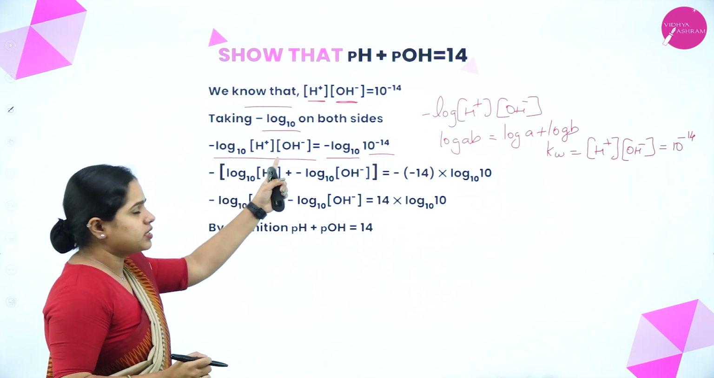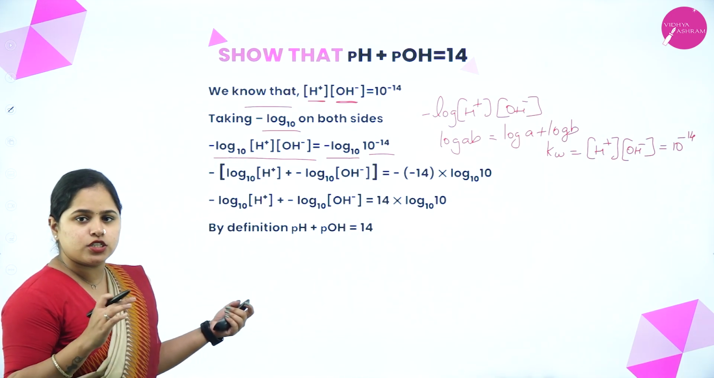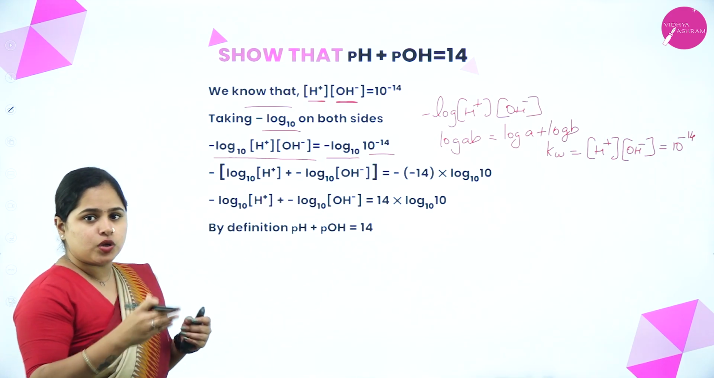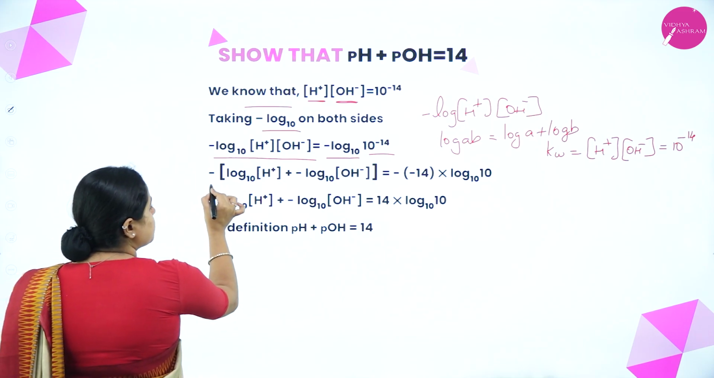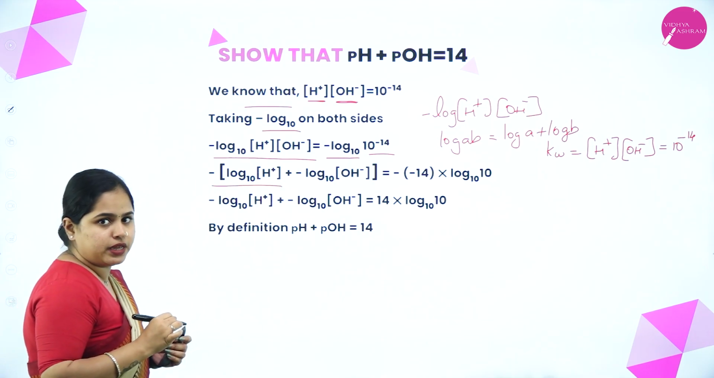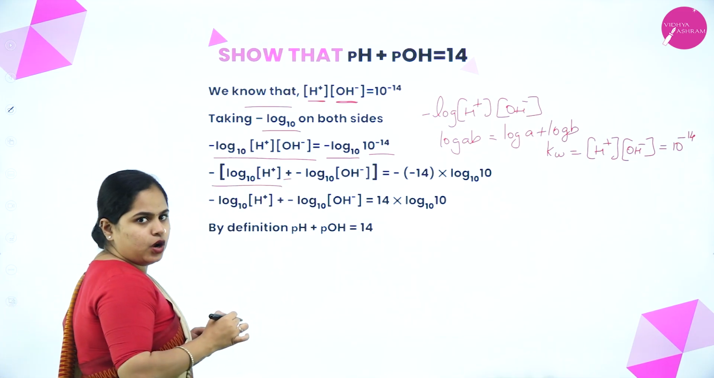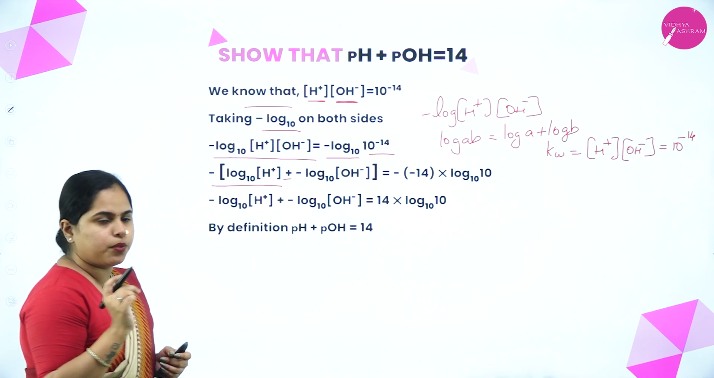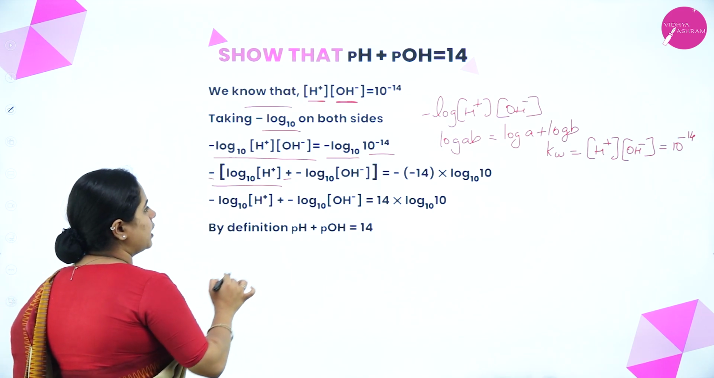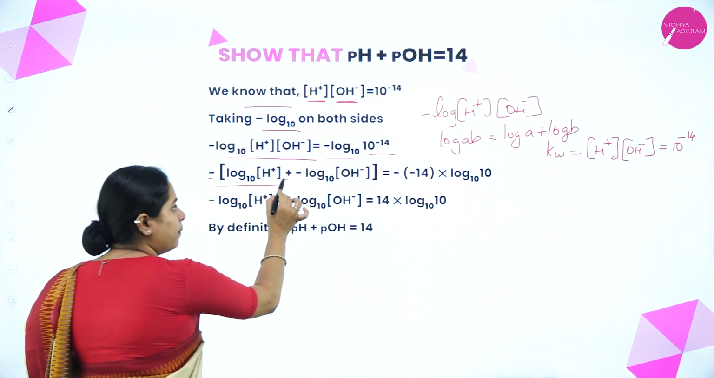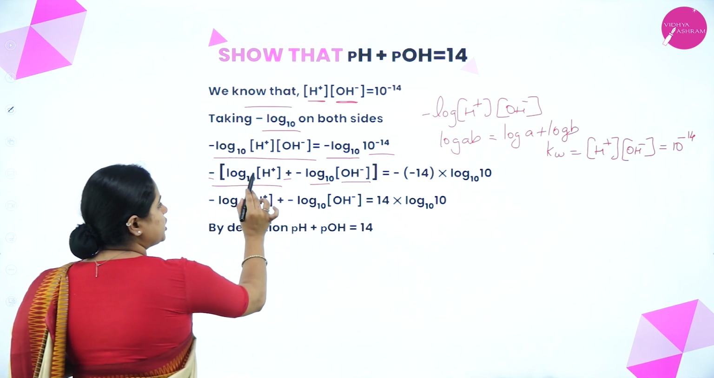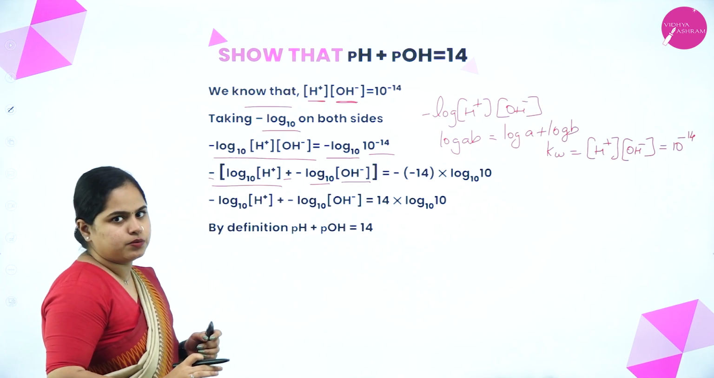So as I told you, this is in the form of log AB, that is log A into B, which is equal to log A plus log B. So I am going to split and write now. So it is minus log base 10 H plus, right? What did I multiply here? It is minus log. So that minus sign is also important here. That is why this minus is here. So log A plus minus log base 10 of log B. Okay, so H plus and OH minus separately it comes now.